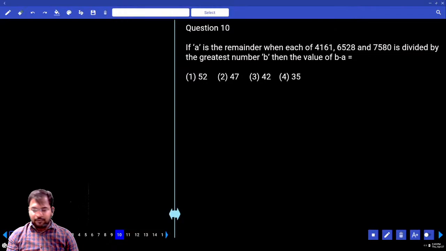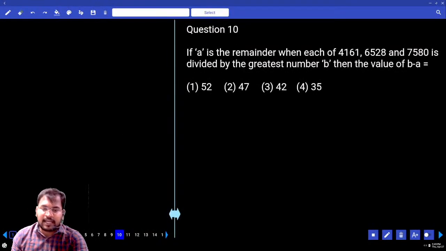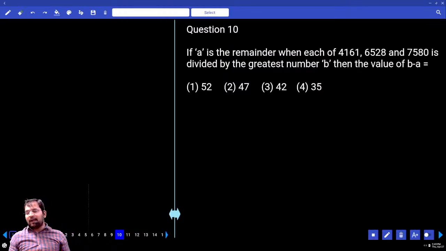See the next question, all of you. A is the remainder when each of 4161, 6165, 2875, 80 is divided by the greatest number B. Then what is the value of B minus A? A is the remainder in each and every case.